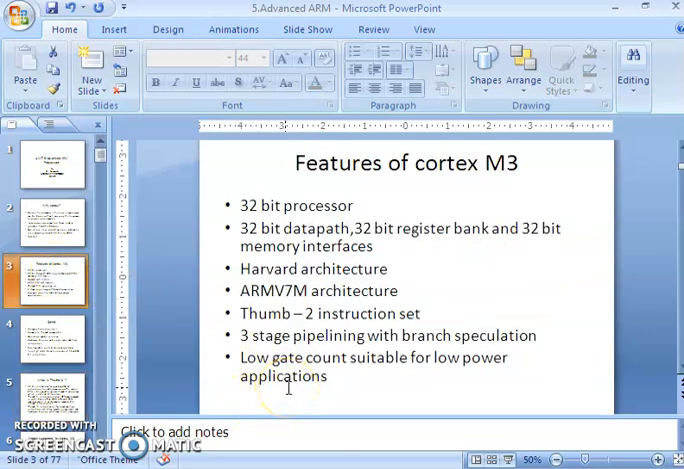It has 3-stage pipelining with branch speculation. We know the pipelining concept, that is fetching, decoding and executing take place simultaneously, and we can predict the branch, whether the next instruction is in sequence or in a branch, efficiently. This is called branch speculation. It also has a low gate count, due to which it is suitable for low power applications.